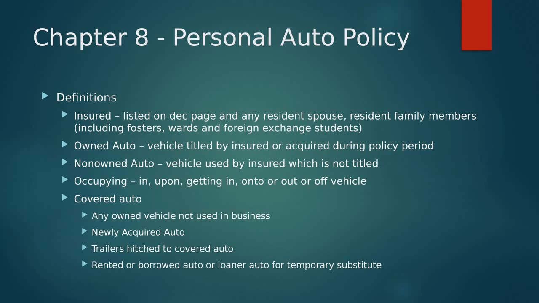A covered auto is going to be any owned vehicle that is not used in a business. So if it's used for a business, it can't be covered under a personal auto policy. We'll be going over commercial auto a little bit later. Any newly acquired auto is going to be also a covered auto. Any trailer that's hitched to a covered auto, and then any rented or borrowed auto or loaner automobile used as a temporary substitute, like if you had your car in the shop for mechanical reasons.